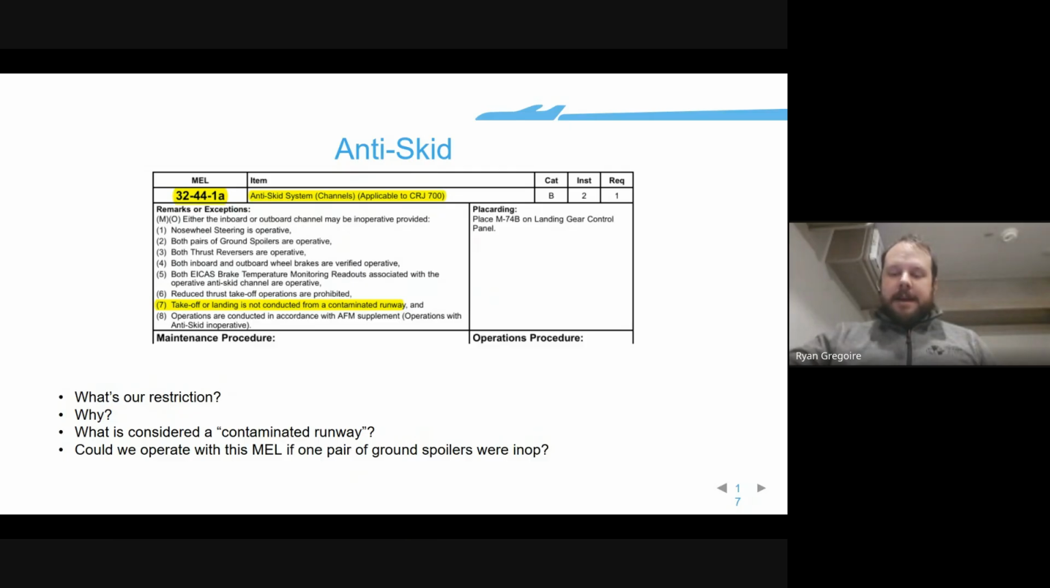Now let's take a look at that highlighted point. Every single point in here, which we haven't seen in any of the other MELs, pertains to how we dispatch this flight. Every single point in here is something that we will need to consider when we are dispatching. But let's specifically take a look at this highlighted point. Takeoff or landing is not conducted from a contaminated runway. Can anyone tell me what constitutes a contaminated runway?